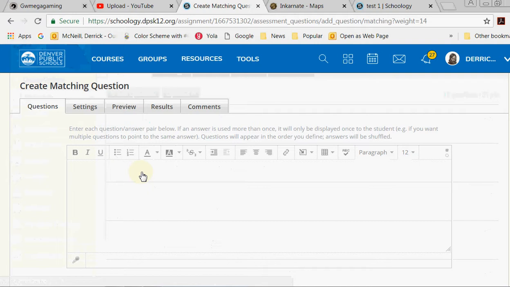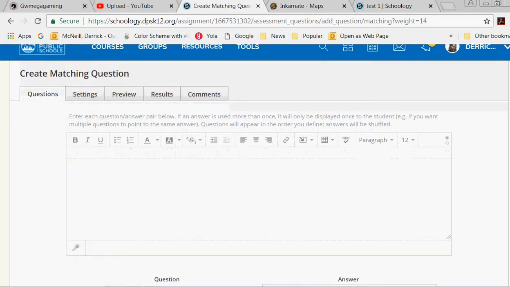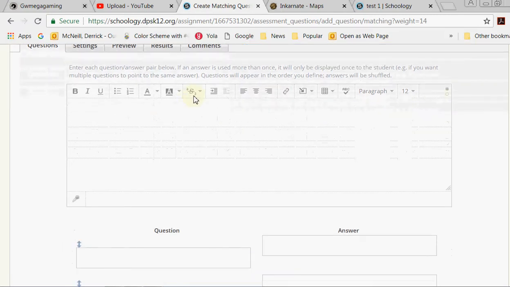Matching questions enter each question as a pair. Once they're displayed, they'll be able to drag things around. So what I want to do is say match the force with the exchange particle. So what we're doing here, force.